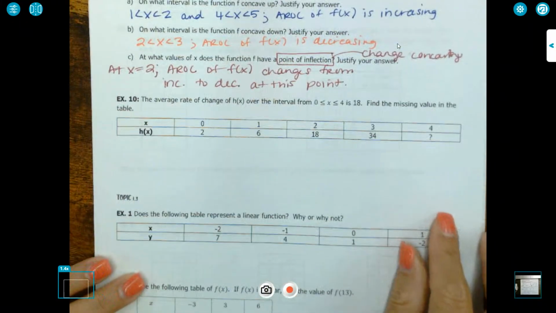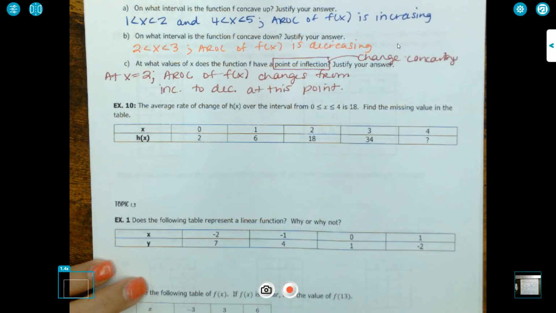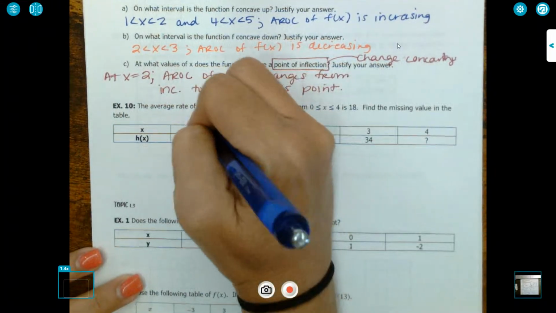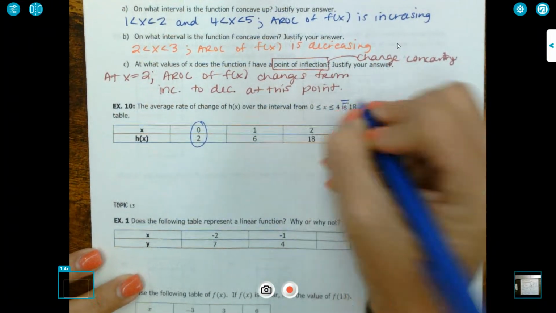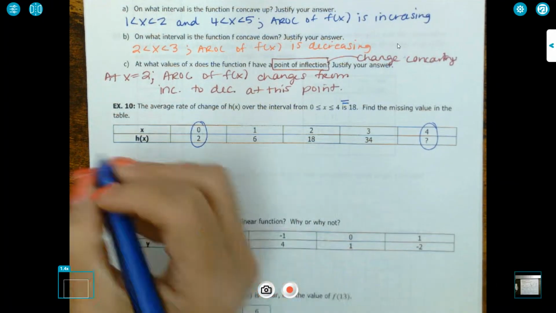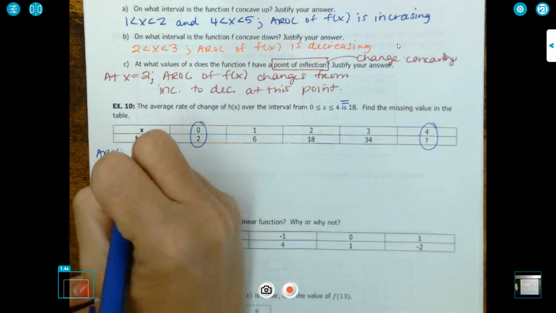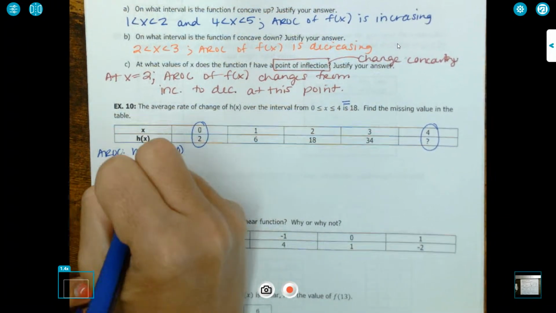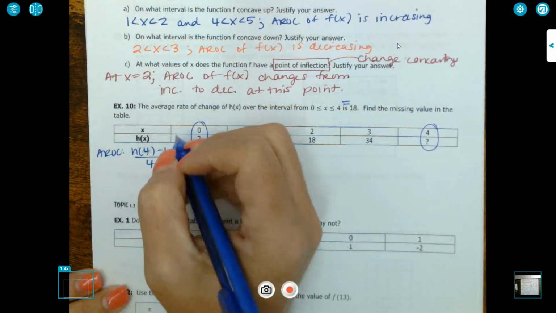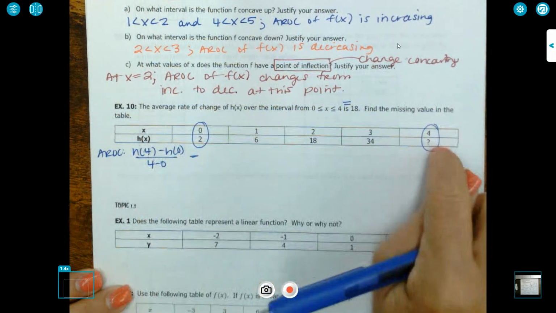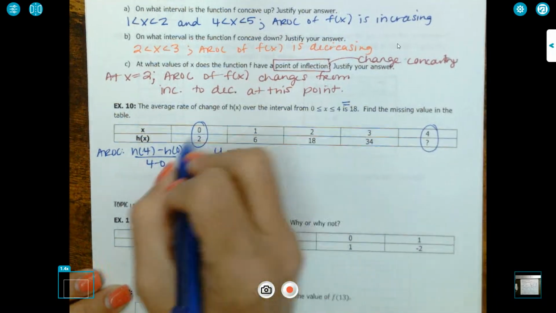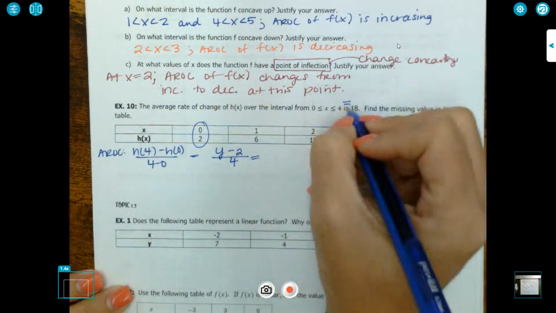Okay. And then last example, example number 10. Average rate of change from 0 to 4 is 18. So we've got our intervals 0 and 4, and we know the mean equals 18. If I do our regular AROC formula, that would be h of 4 minus h of 0 over 4 minus 0. I would know that h of 0 is 2. We don't know what h of 4 is, so I'm going to leave that as y. So y minus 2 over 4 minus 0, which is 4, and we know that is 18.